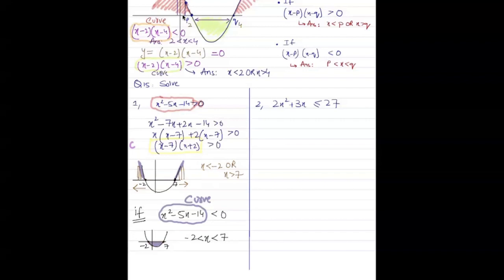2x squared plus 3x less than or equal to 27. So the first step is that you rearrange the equation: 2x squared plus 3x minus 27 less than or equal to 0. And then you can factorize this. Okay, give me the factor form, or just give me the critical values.